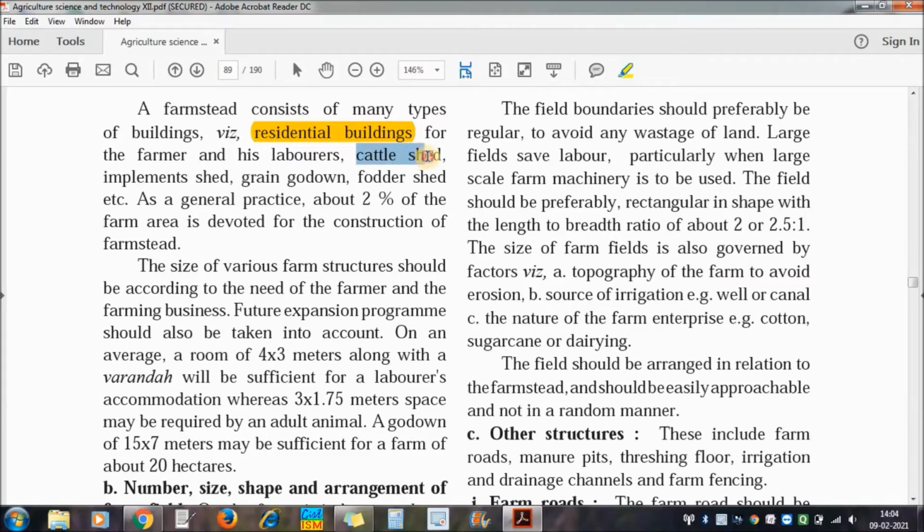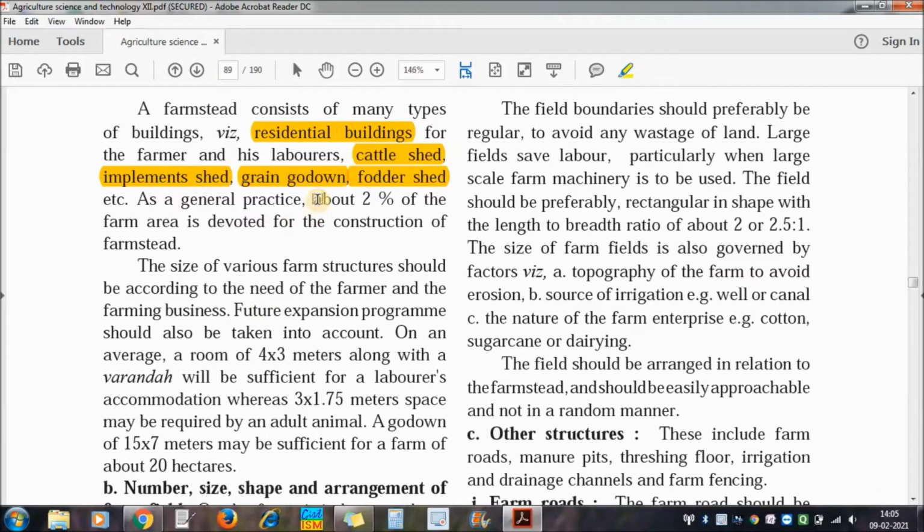Also we have to construct a cattle shed, where we have to rear our cattle, keep our cattle. Implement shed, in which we have to keep our implements, including tractor, plow, harrow and different other implements. We have to also construct a grain godown, which is used to keep grains temporarily before they are taken to market. Then a fodder shed is also important. We have to supply fodder to these animals.